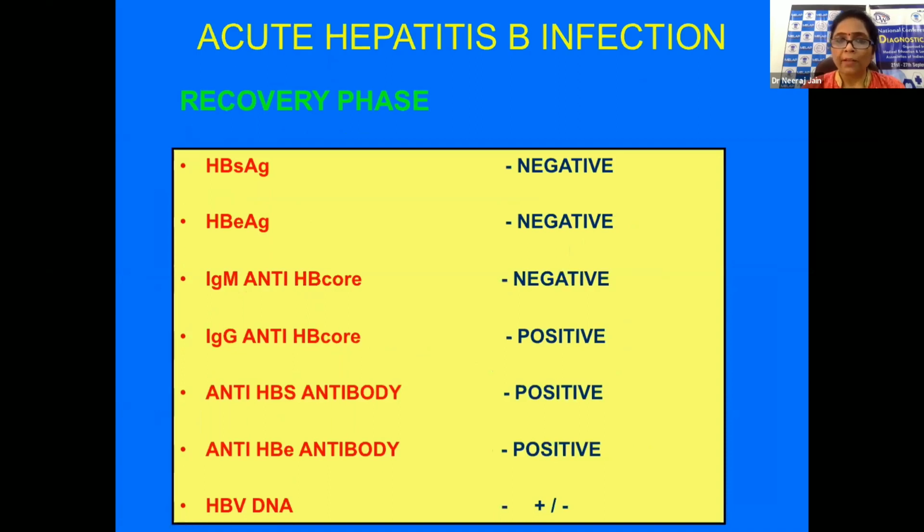Next comes the recovery phase. What will happen if the person has already cleared the virus? Surface antigen will become negative, E antigen will become negative, IgM core will become negative because acute phase has gone. IgG variety of core antibody will be positive, surface antibodies will be positive. E antigen is replaced by now E antibody. So the markers will be all three antibodies. IgM core will be negative. So this is the recovery phase.